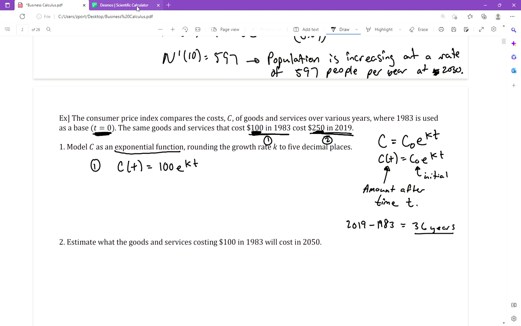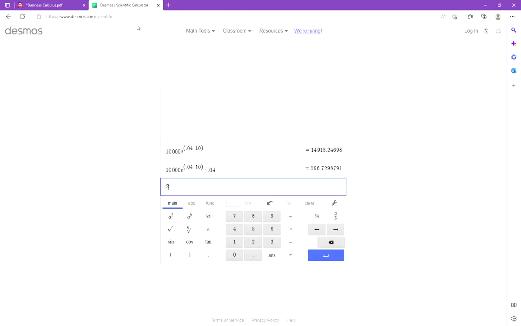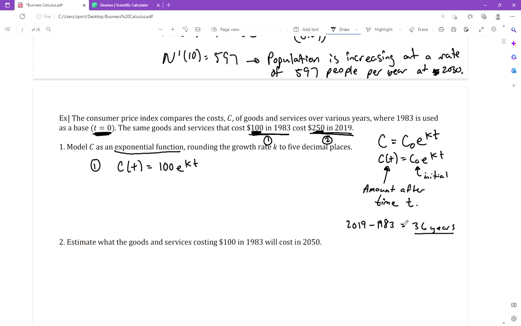Let me verify on my calculator real quick. 2019 minus 1983. Okay, never too safe, right? So 36 years. After 36 years, something that was $100 is now $250. So that's going to be our step 2. After 36 years, that would be the same as C of 36. But they're saying that is an actual dollar amount, that it should be $250.